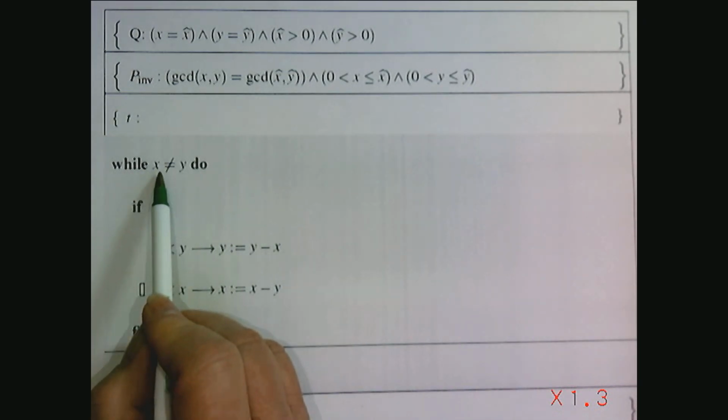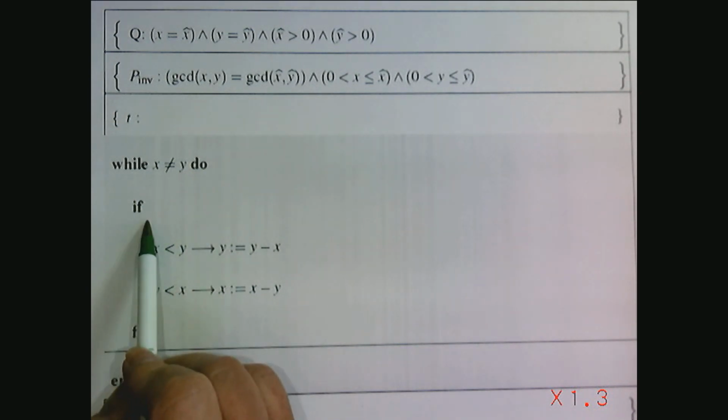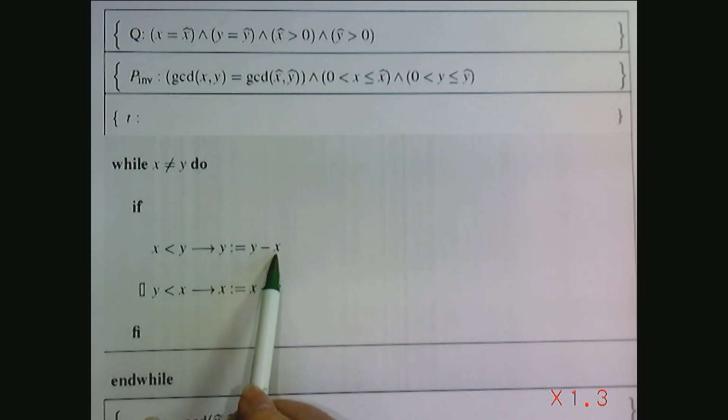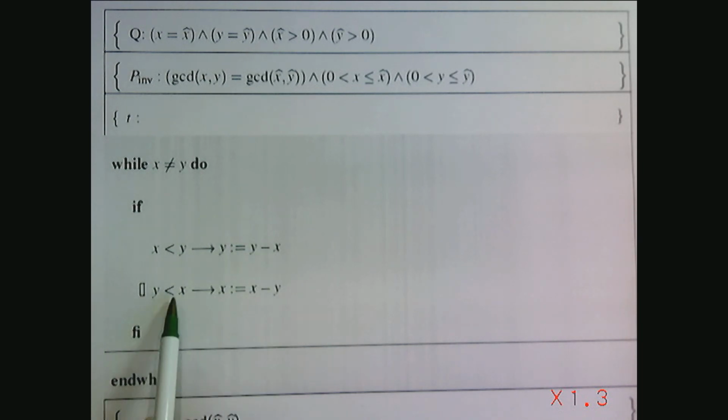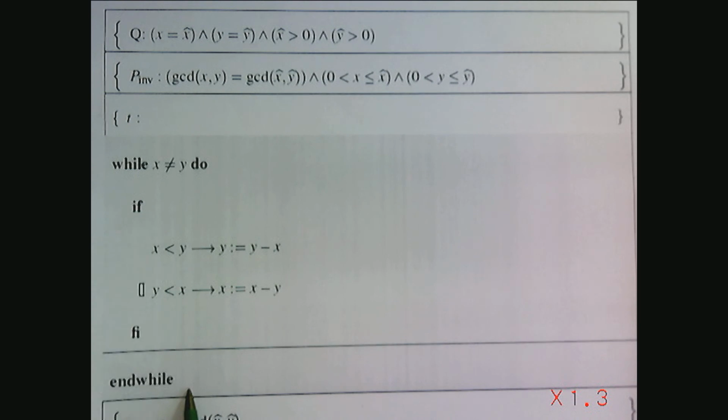As long as x is not equal to y, what we're going to do is, well, it's going to depend. If x is less than y, y becomes y minus x. If y is less than x, x becomes x minus y. And we continue this until they are equal. We leave the loop and end up in a state where the greatest common divisor of our original content is the x and y that are equal to one another.